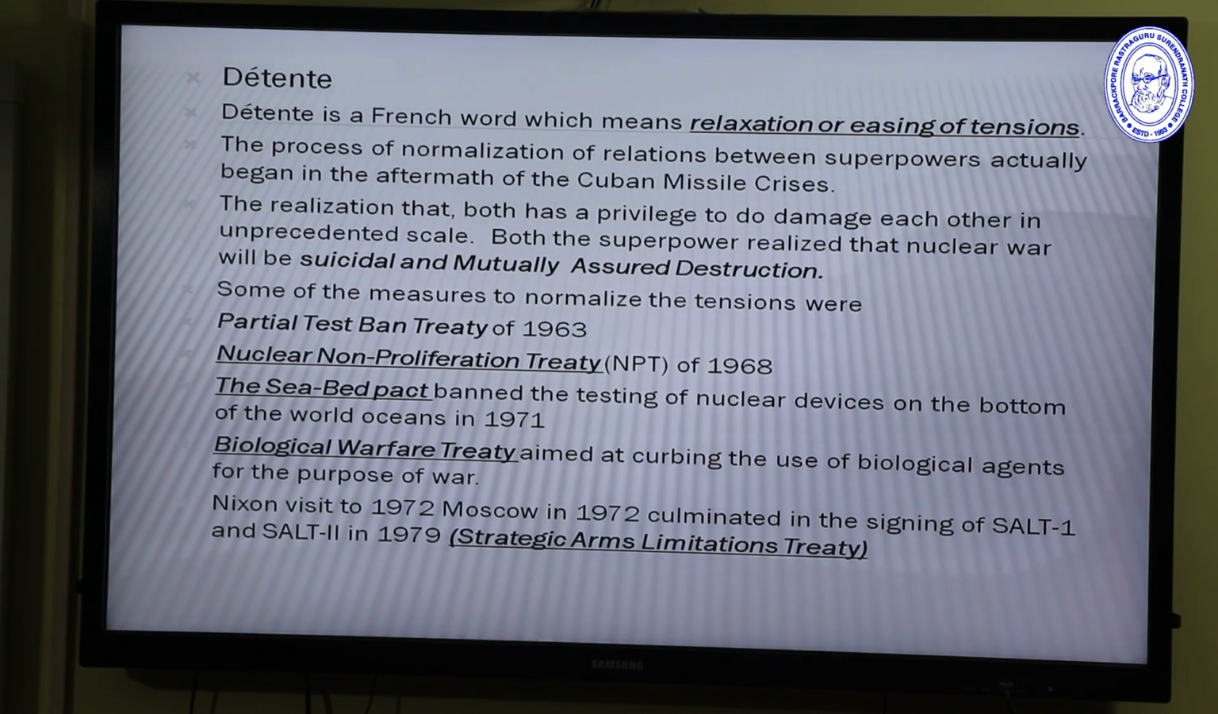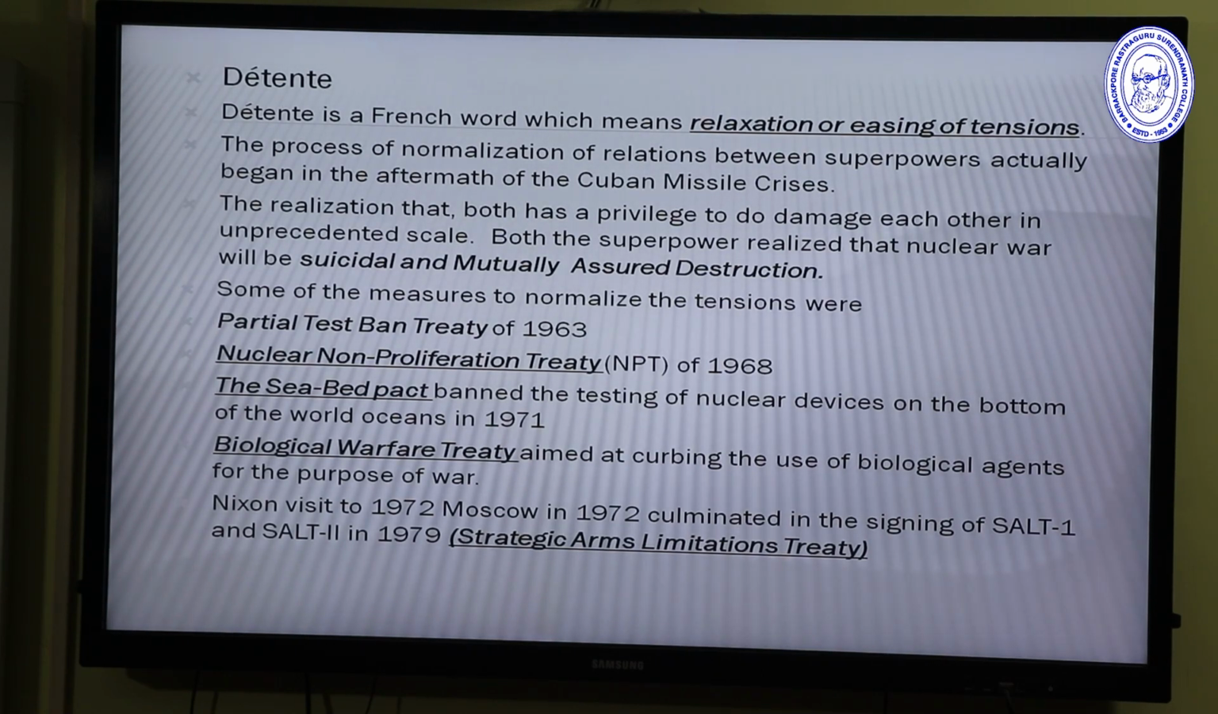The question is, why was there a detente? Why was there a period of relaxation? It is because both superpowers realized that nuclear war would be suicidal, a kind of mutually assured destruction. Meaning, if you are using nuclear weapons, I am also using nuclear weapons, so there is no win-win situation. It will be suicidal, a mutually assured destruction. So there was a realization that going for nuclear war and producing this kind of arms and ammunition would not be beneficial to either the Soviet Union or the United States of America.